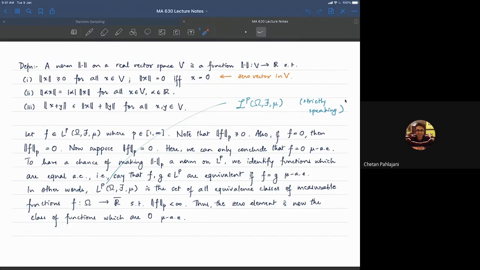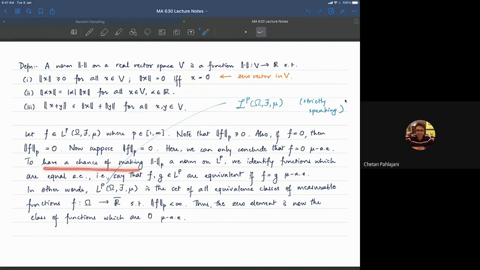So again, suppose f is in LP of omega, F, mu, where p is in [1, infinity). You certainly have that this symbol is greater than or equal to 0. So this first part is true. Also, if f is 0, then this symbol is 0. So if x is 0, then norm x is 0. The trouble is with the other direction: if norm x is 0, showing that x is 0. Now suppose norm f is 0. The only thing you can conclude is that f is 0 almost everywhere. So it looks like you may be in trouble, but there is a way around it.